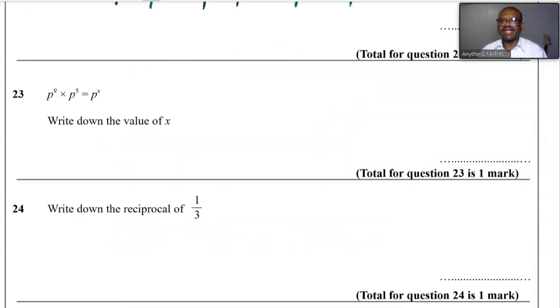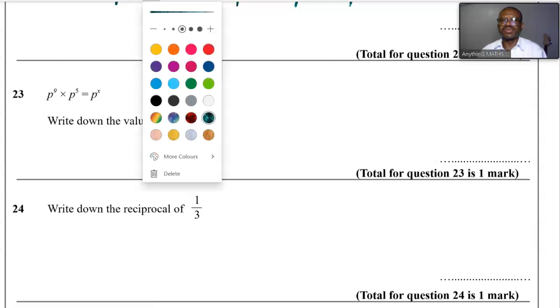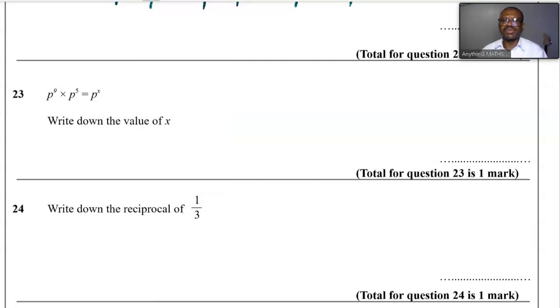We are supposed to find x. So all that we can do is to look at the left-hand side. The left-hand side we can say is p raised to the power 14 should be equal to p raised to the power x. And therefore, x is 14.